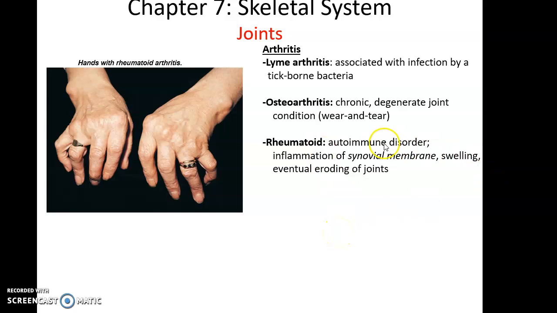Rheumatoid arthritis is an autoimmune disorder. This is a disorder where the person's immune response is attacking the tissues of the joints. And this leads to inflammation and swelling of the synovial membranes, helping to form the synovial joints, causing a lot of swelling, can cause bones to pop out of place, very painful, and leads to a lot of eroding of those joints. Here is the hands of someone with pretty severe rheumatoid arthritis.